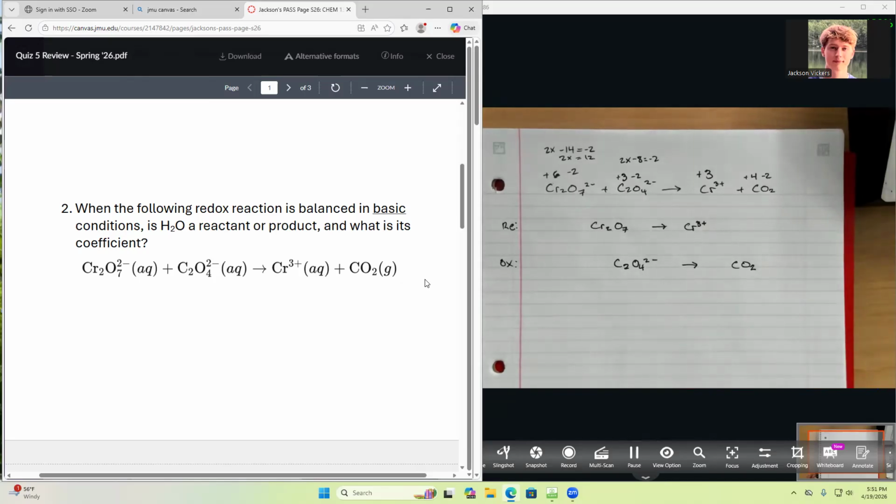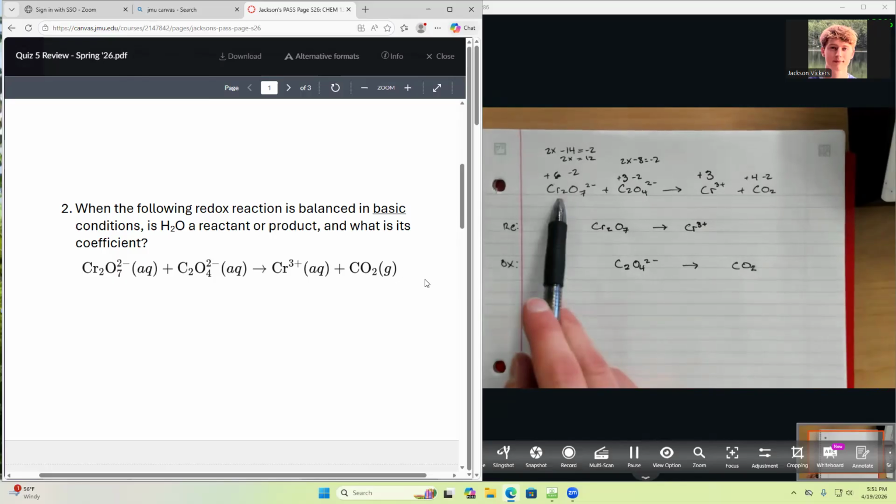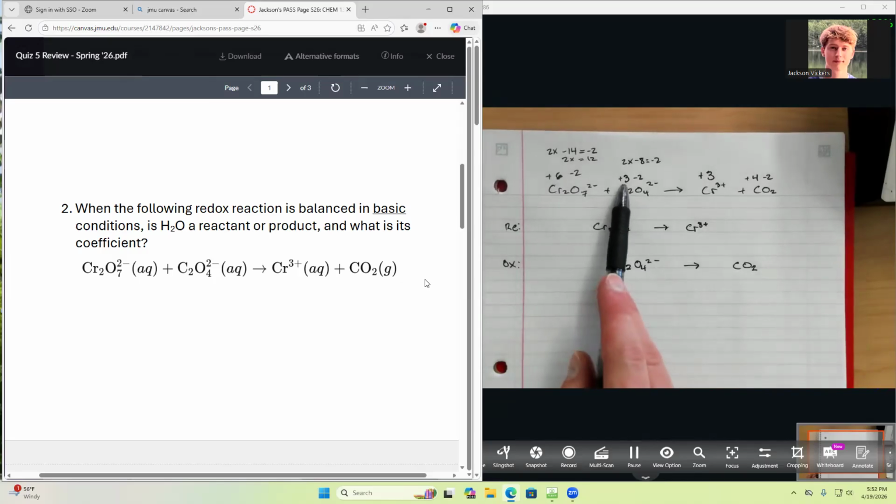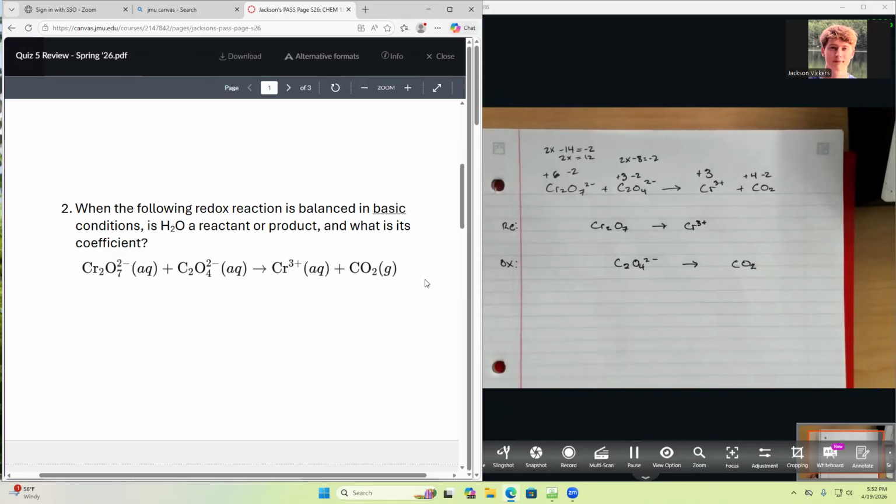So then we have to see what's being reduced. And I see over here that the chromium goes from +6 to +3. So it's getting more negative, so it's gaining electrons. So this is what's being reduced. And the other one, carbon is going from +3 to +4. So it's getting more positive. And the other way we can say that is that it's losing electrons. So now we have the setup and we can start doing the other stuff. And so I'll work through this part with you guys.